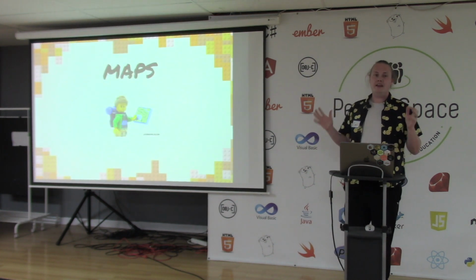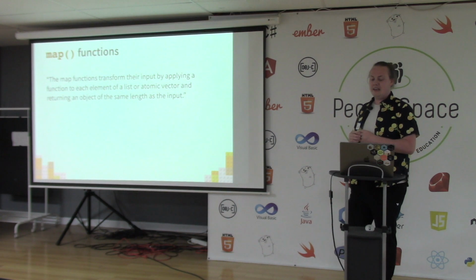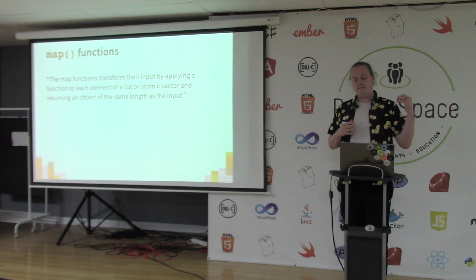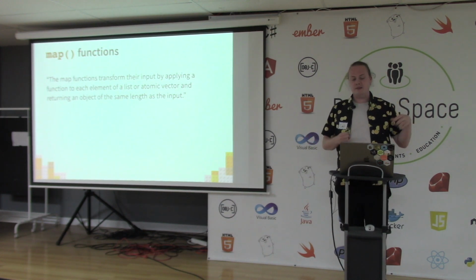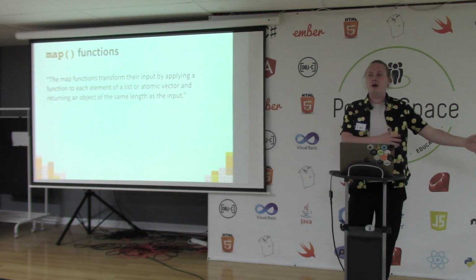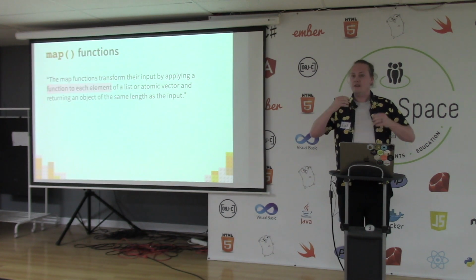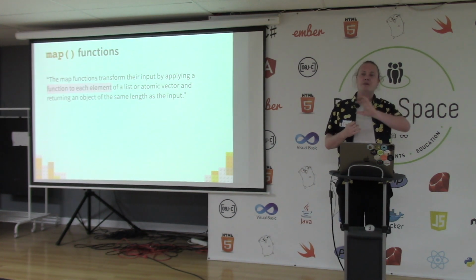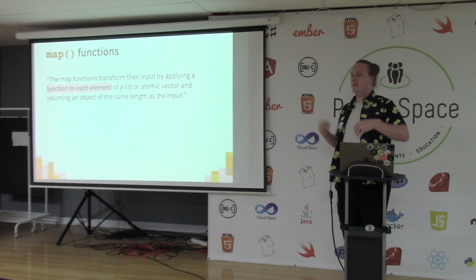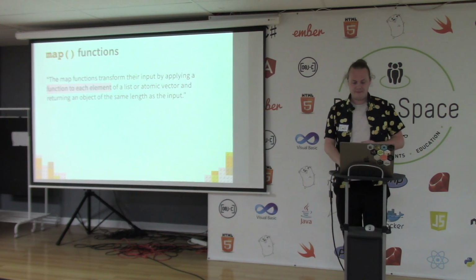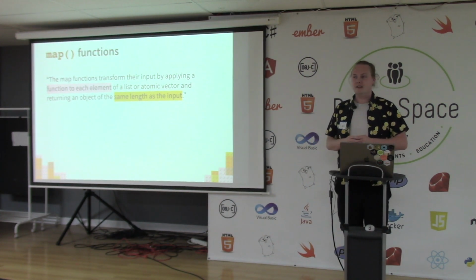So the main thing that purrr really has to offer you is working with maps. A map function is a function that transforms some input by applying the same function to each element, creating a new object of the same length as the original one. So you have n things coming in, and you have n things coming out, and the same function was applied to each element. Another important thing is you have the same length coming back out on the other side.